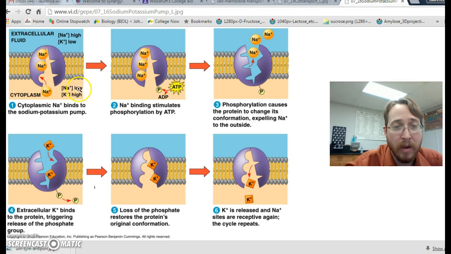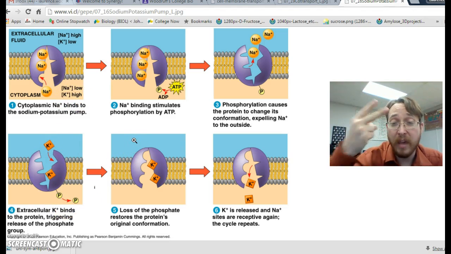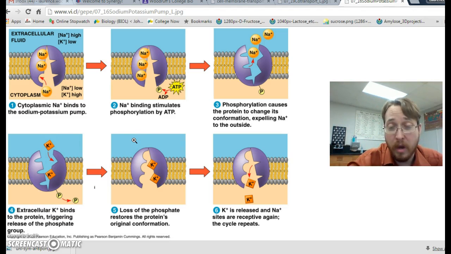And you'll note that we have a low concentration of sodium inside the cell and a high concentration of sodium outside the cell. So we will be moving against the concentration gradient. The other thing we're going to be moving with this antiporter is potassium, and you'll note that potassium has a low concentration outside of the cell and a high concentration inside of the cell, and we're moving it from outside to in. So in both cases, this time, we are going against the concentration gradient.